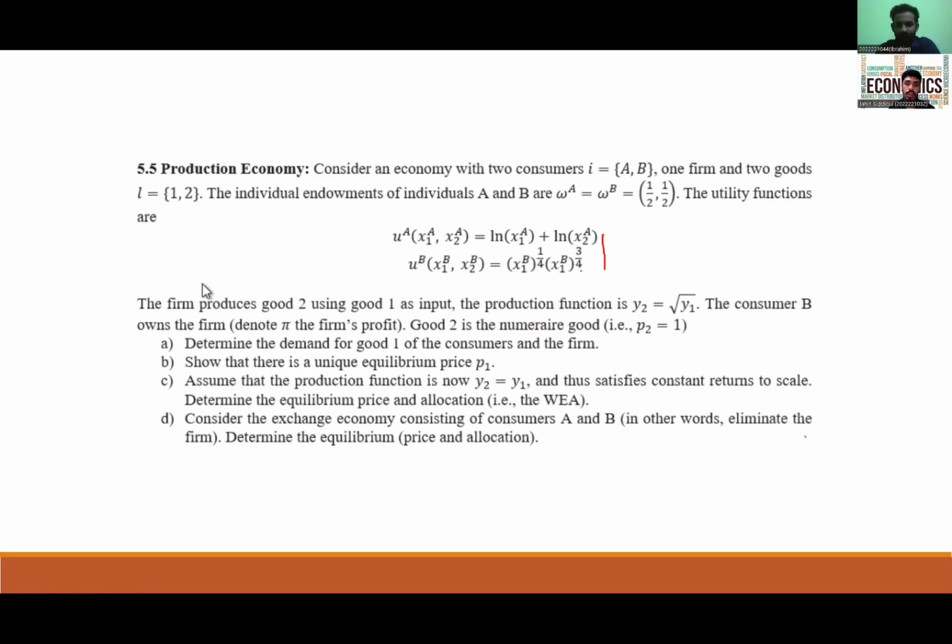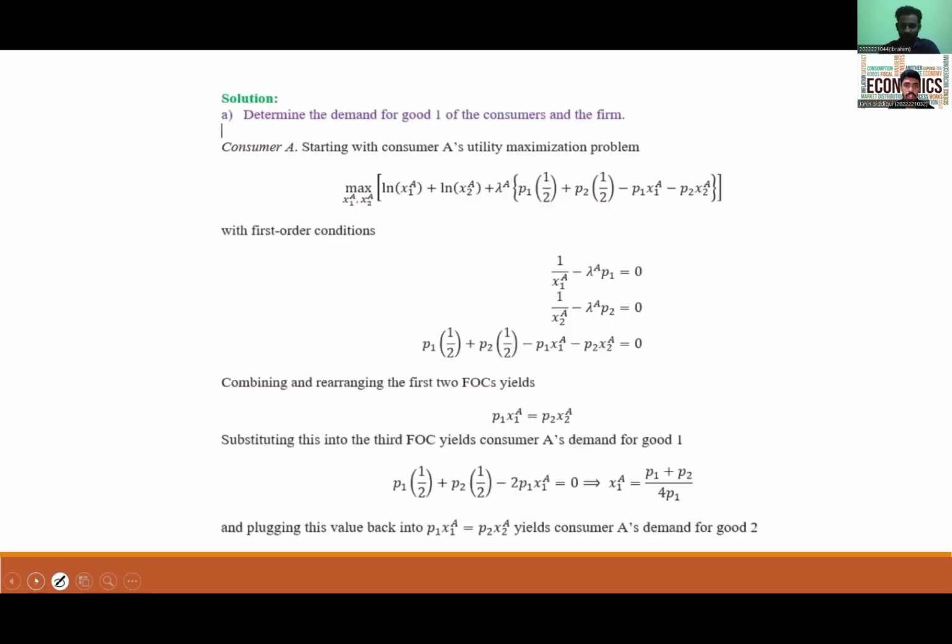What is a numeraire good in economics? A numeraire good is the good upon which the base value of the market is decided. The first question here is: determine the demand for good 1 of the consumers and the farm. So we try to solve the first question here.